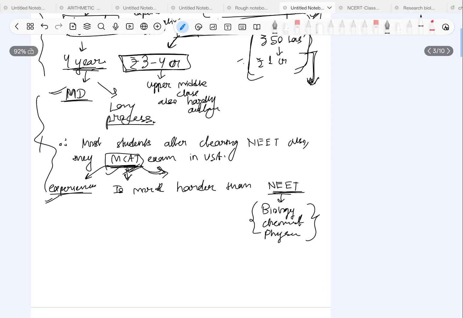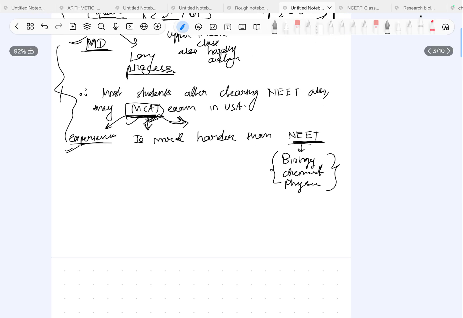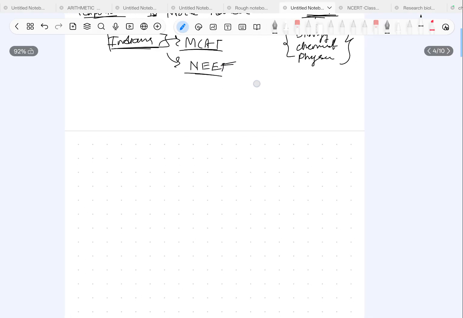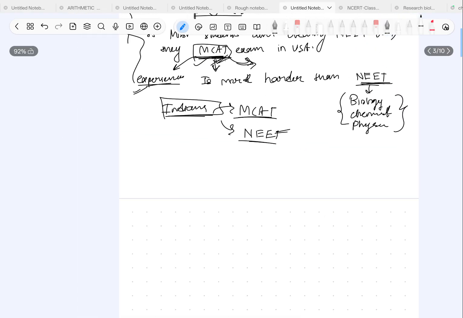Students mostly do this. Most students clear the MCAT exam after clearing the NEET, because they want to have the experience of the American hospital from day one. I am talking about the Indians who think of having that experience from day one. So they crack the MCAT exam after cracking the NEET. Then they go for the USMLE exam, which your mentor will be guiding further. So these are the things.